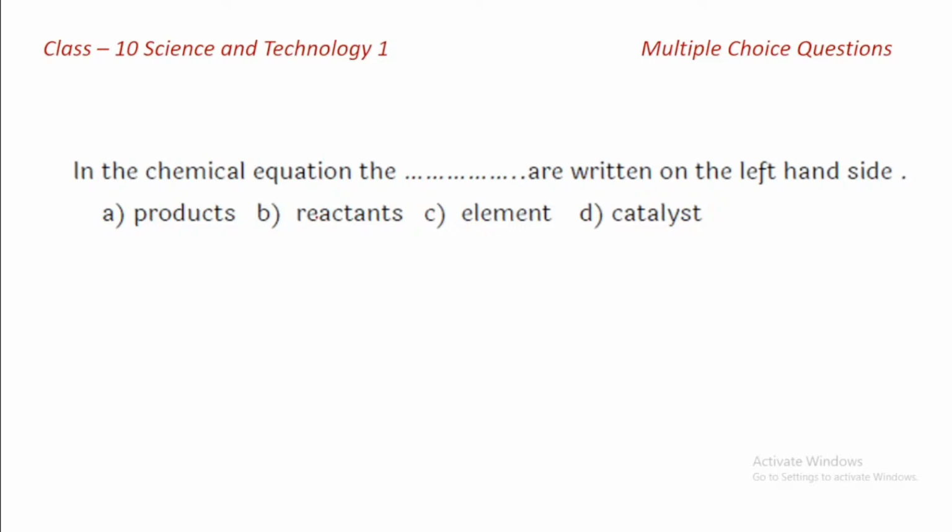In the chemical equation, the dot dot are written on the left hand side. Products, reactants, elements, catalysts. So as you know, reactants are written on the left hand side. So option B is the correct answer for this question.